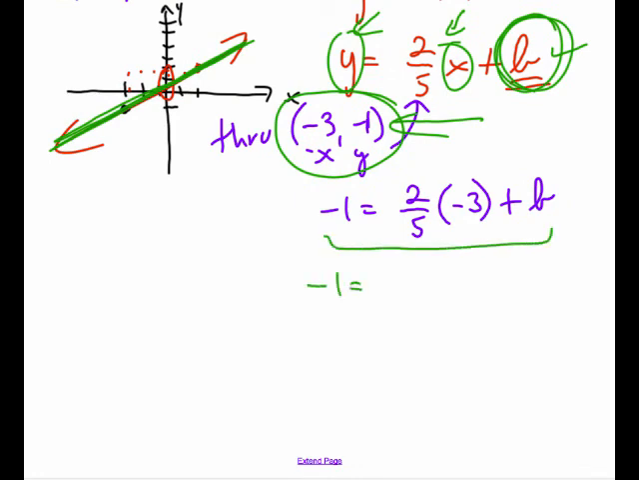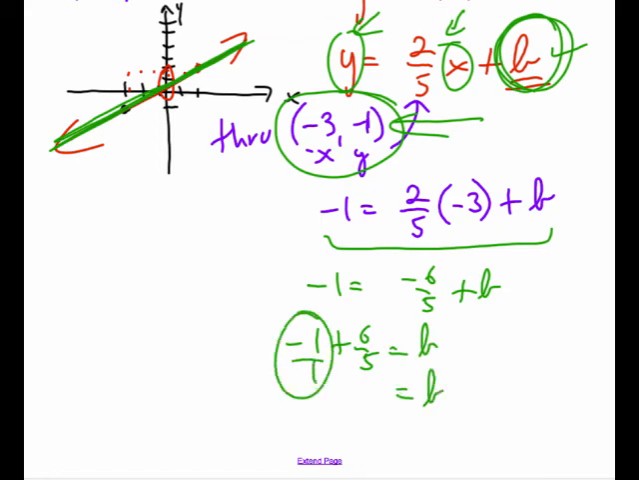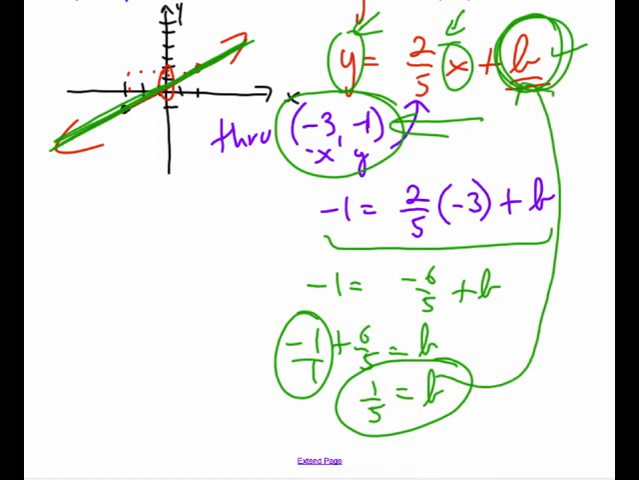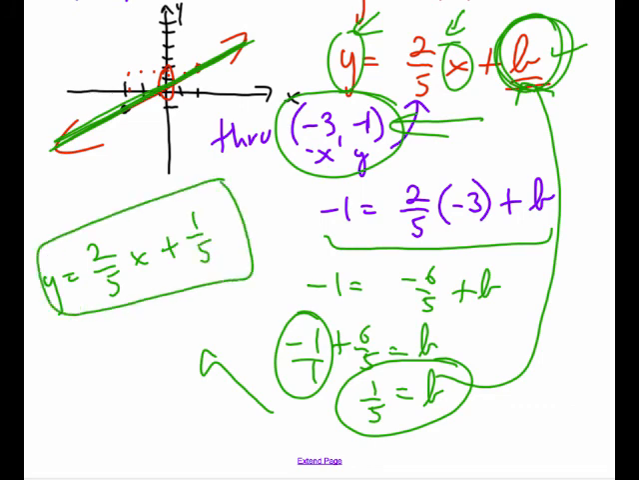So we have negative 1 equals negative 6/5 plus b. If I add 6/5 to both sides, this would be negative 5 over 5 plus 6 over 5, which is 1/5. My y-intercept would be 1/5. I can then put that back into the equation of a line, and so my final equation of a line is y equals a slope of 2/5 x, mx, plus b, the y-intercept, 1/5. And my y-intercept is between 0 and 1, as it looks is the case on the graph, and therefore things look like they should be correct.